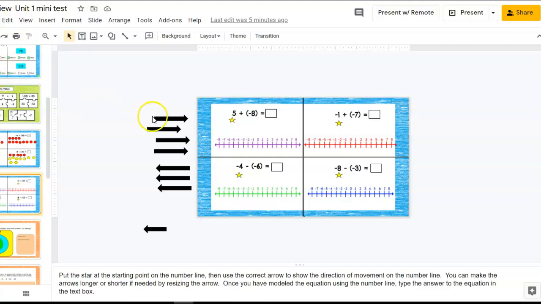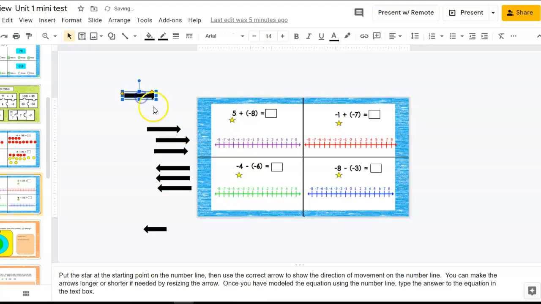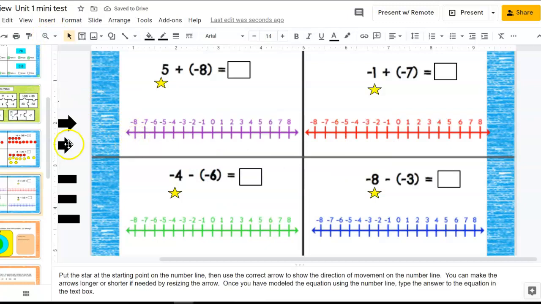Okay, so for this assignment, you can use these arrows. You will start at 0, and you would make these arrows smaller or longer as you need. So we're going to take this first one. We are going to go to positive 5. I'm going to increase it a little bit just so I can see. Take my arrow, and I am going to go to positive 5. So I am stopping at positive 5.